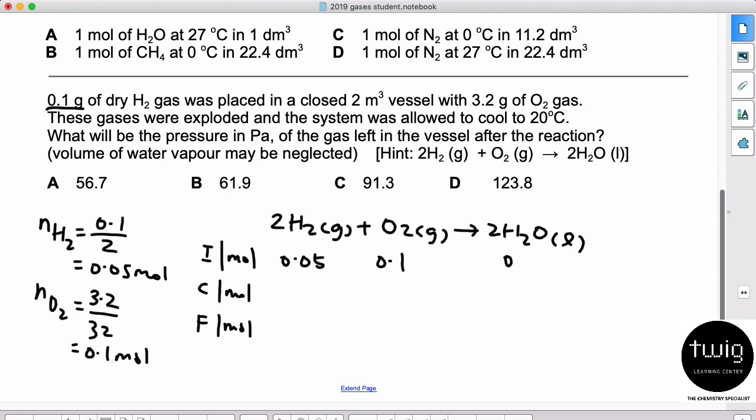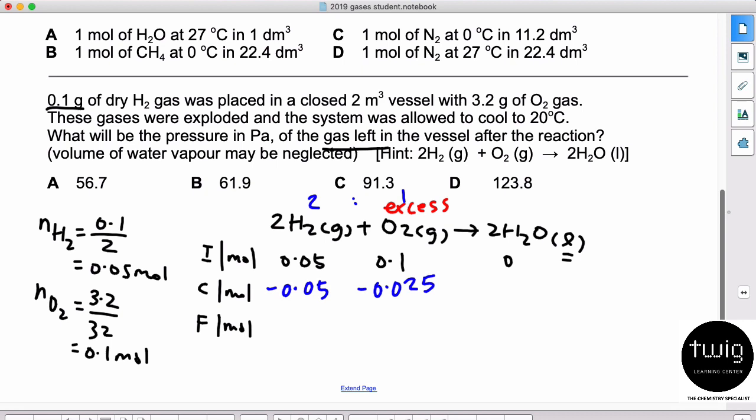They're asking what is the pressure of the gas left behind. Water is a liquid, so we don't really bother about that. When they react, I hope you can see that oxygen is the one in excess. So all the hydrogen will react: minus 0.05 moles of hydrogen will be used up. The reacting ratio is 2:1. Can you see that? If 0.05 moles of hydrogen is used up, I use half the moles of oxygen, so this one should be minus 0.025. Good, half of it.